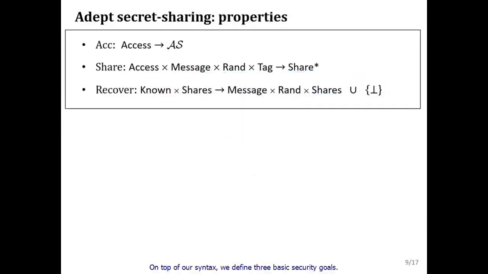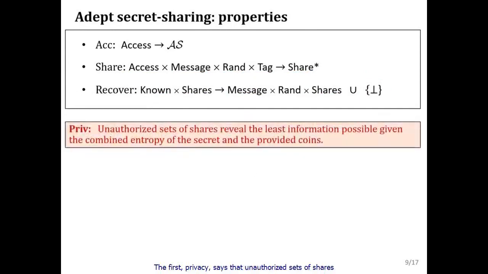On top of our syntax, we define three basic security goals. The first, privacy, says that unauthorized sets of shares should reveal the least information possible given the combined entropy of the secret and the provided coins. We formulate this to be a strengthening of the classical privacy goal, where the coins were assumed uniformly random.